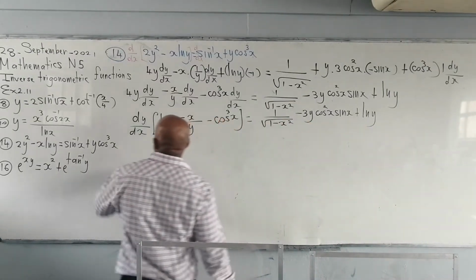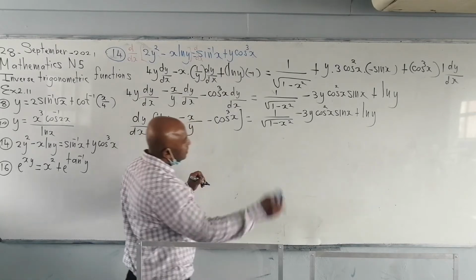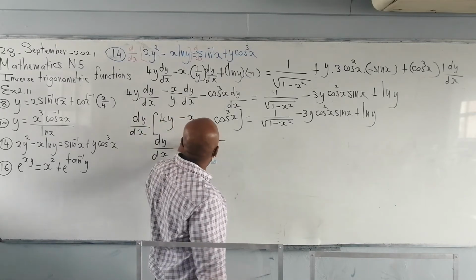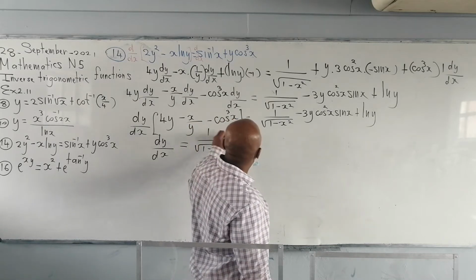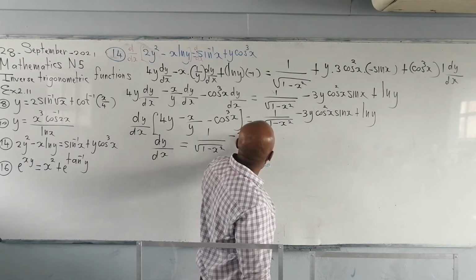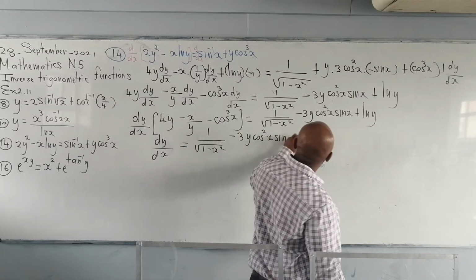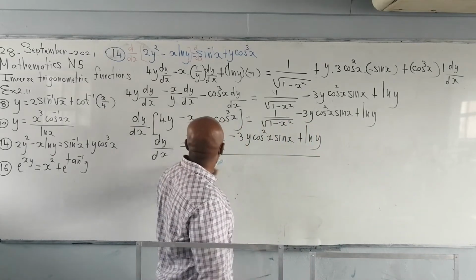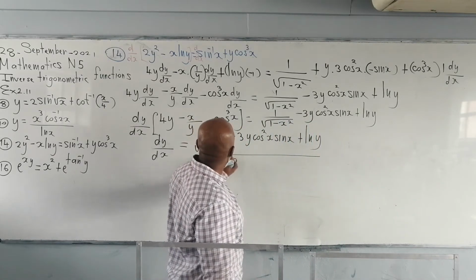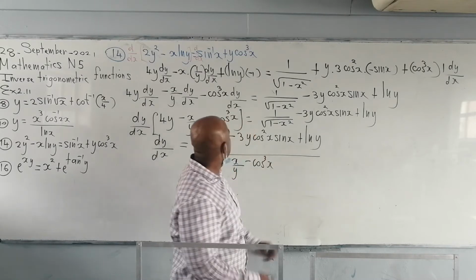Problem solved. So now dy over dx is equal to, on the right, you've got 1 over the square root of 1 minus x squared minus 3y cos squared times sine x plus ln y, all divided by 4y minus x over y minus cos to the power 3.